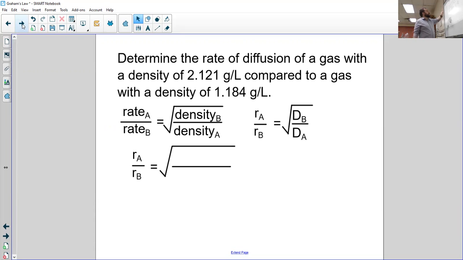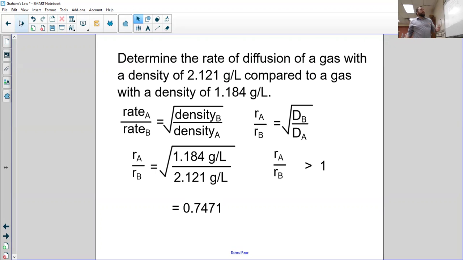So write down what we know. We have that square root. The first gas that we run into in our problem is 2.121 grams per liter. That's density A, so that goes on the bottom. On the top, we're going to do 1.184 grams per liter. Solve for that, following sig figs, and we have 0.7471 as our answer. Notice there's no units, those cancel out, so we're just comparing those.